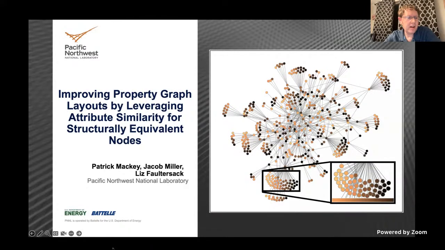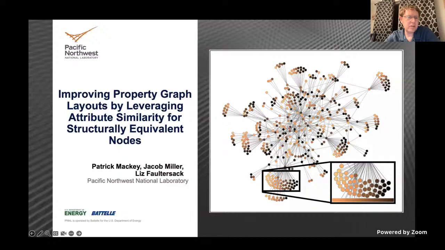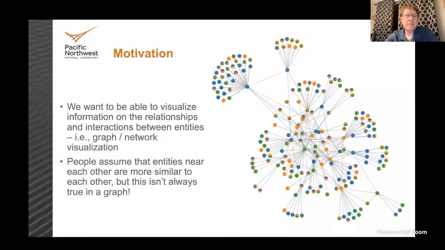I'm Patrick Mackey, and I'm going to be talking about our algorithm for improving property graph layouts by leveraging attribute similarity for structurally equivalent nodes. The motivation for this: there's a lot of work into doing graph layouts. One of the many challenges associated with them is that users tend to assume that entities in a visualization that are close to each other are more similar to each other than they are to the other entities in the visualization that are further apart.